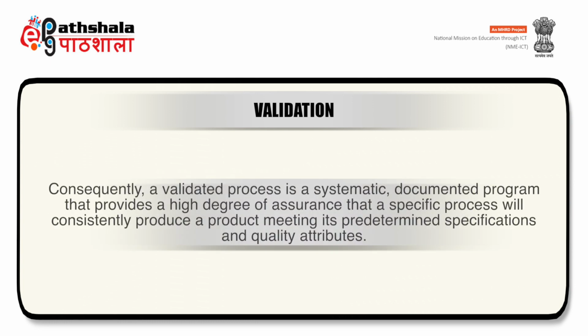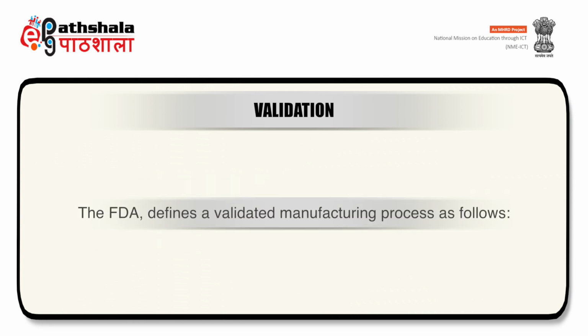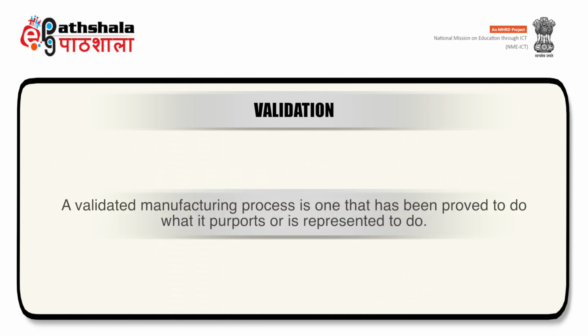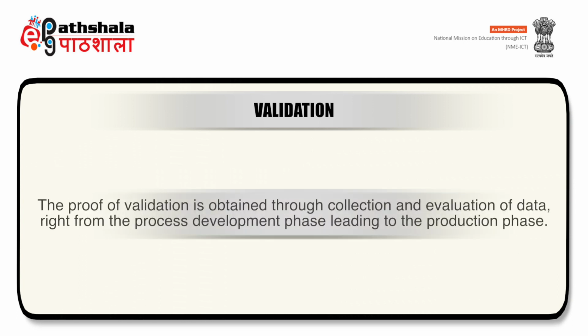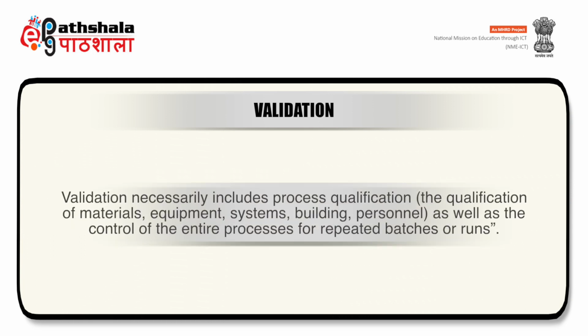Consequently, a validated process is a systematic, documented program that provides a high degree of assurance that a specific process will consistently produce a product meeting its predetermined specifications and quality attributes. FDA defines a validated manufacturing process as one that has been proved to do what it purports or is represented to do. The proof of validation is obtained through collection and evaluation of data right from the process development phase leading to the production phase. Validation necessarily includes process qualification as well as control of the entire process for repeated batches or runs.